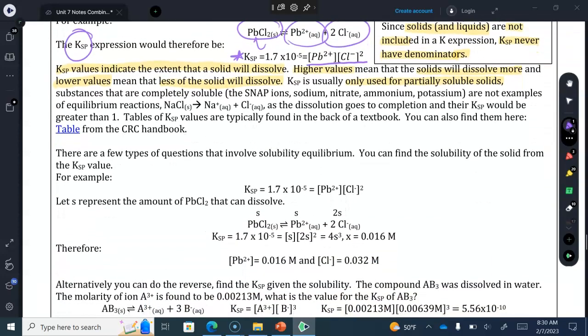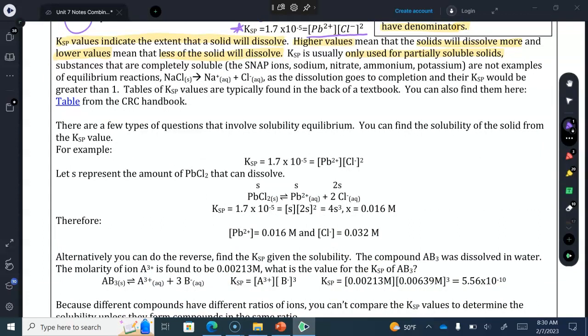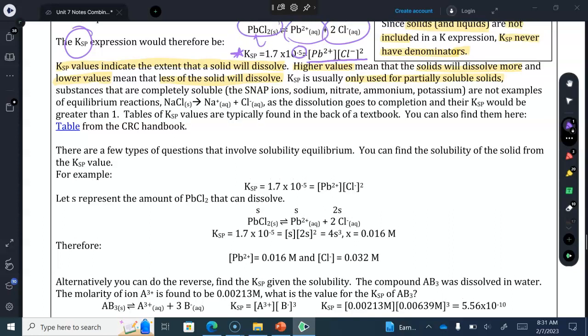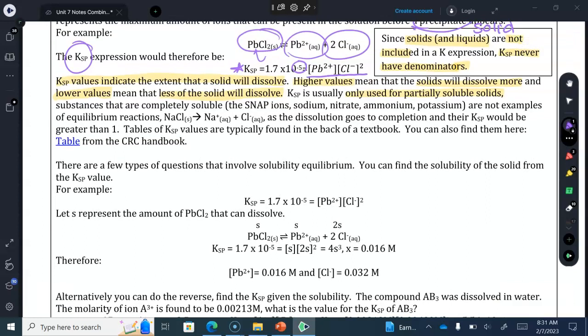The solubility product constant values indicate the extent that a solid will dissolve. Higher values mean that the solid will dissolve more, and lower values mean that less of it will dissolve. If we look at this exponent, negative exponents tend to favor reactants, if we remember that from equilibrium. So this means it's going to favor the solid over the dissolved ions, so it is not very soluble and is only partially soluble. If this was a positive 5, it would be very soluble because it favors the products strongly. The size of this indicates how soluble it is, or how much of that solid will dissolve.